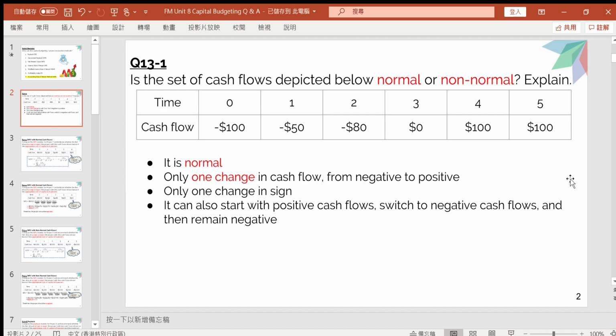Okay, looking at this cash flow, we can find that there is just one and only one change in the cash flow from negative to positive, right, in year 2 to 3, right? And that's why that is a normal cash flow.